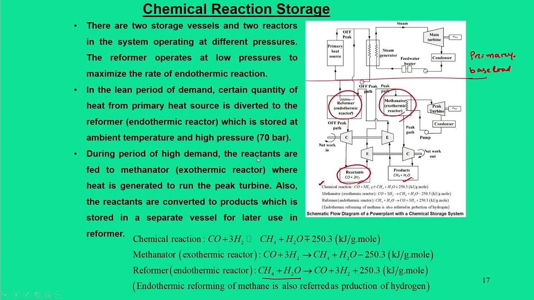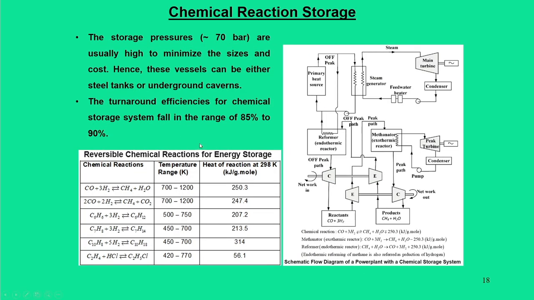During the high demand period, the reactants are fed to the methanator, which is an exothermic reactor, where heat is generated to run the peak turbines. So, there are two turbines, one is the primary turbine, the other is the peak turbine. The peak turbine operates with this fluid, and again the reactants are converted back to products, which are stored in a separate vessel for later use in the reformer. Typically we are considering a storage pressure close to 70 bar, and these storage units and reactors can be kept either above ground in a large steel tank, or in an underground cavern. For this chemical reaction case, we can expect a turnaround efficiency of 85% to 90%.